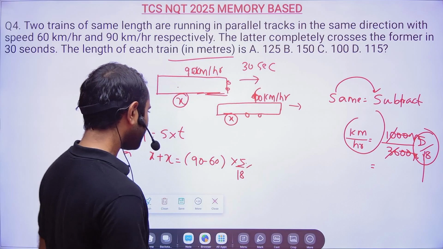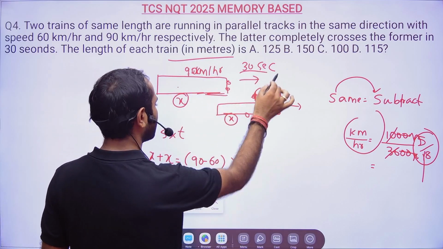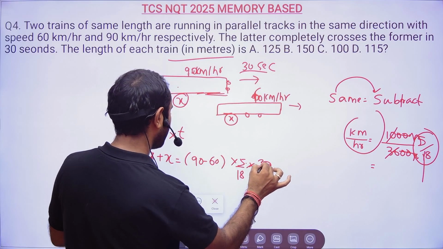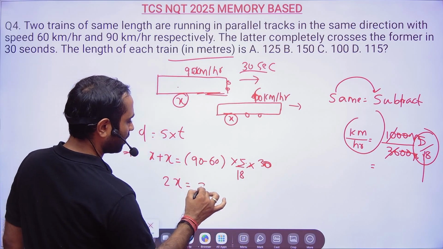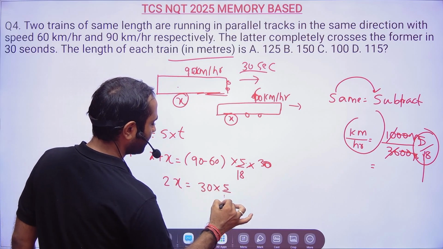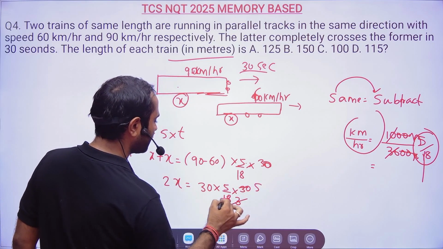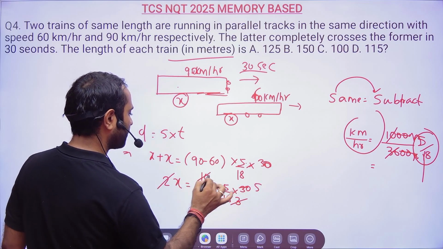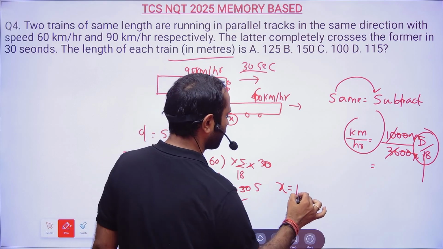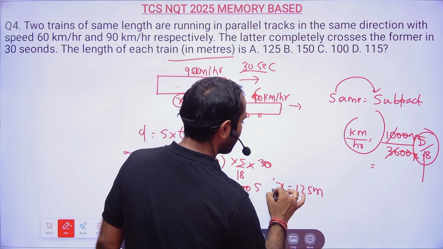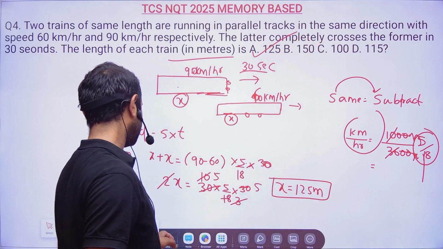Anyway, 5 by 18 into, and it is crossing in 30 seconds. That's all done. Your problem is almost done. So 2x will be equal to 30 into 5 by 18 into 30. Now 6 3s are 6, 5 ja and 3 10 ja, and 2 5 ja. So x will be equal to 5 into 5 into 5. 5 cube is nothing but 125 meter. 125 meter will become the correct answer. So option A will become the correct answer.